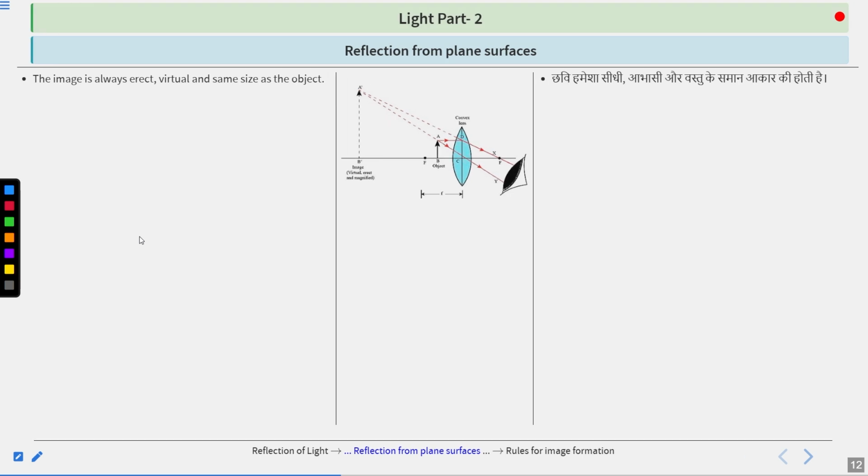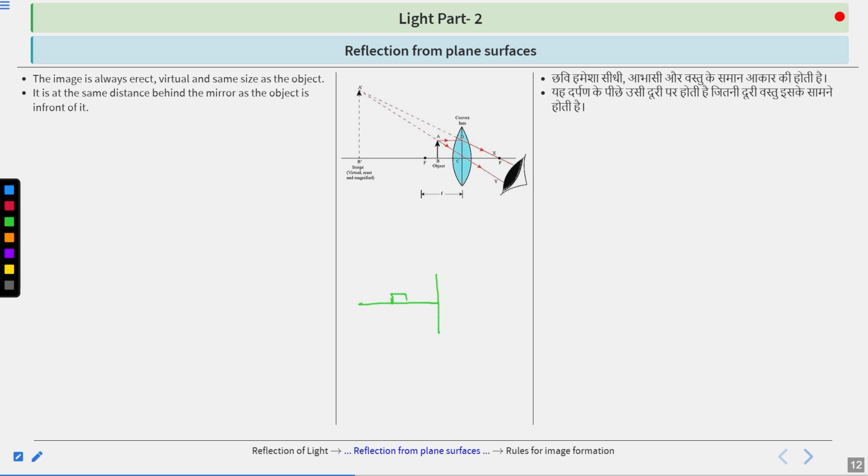Now, reflection from plane surfaces. Let's have a look at them. The image is always erect, virtual, and the same size as the object. It is at the same distance behind the mirror as the object is in front of it. For example, this is the mirror. Here we have placed an object. And the image is formed beyond it.